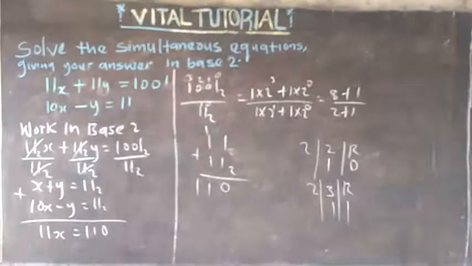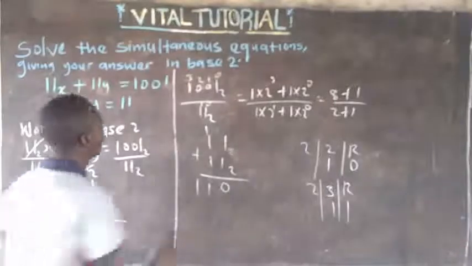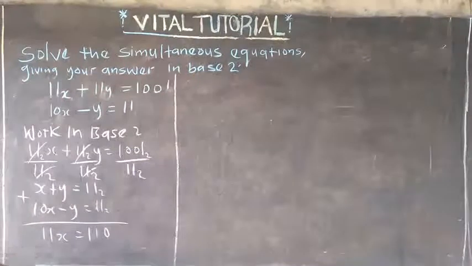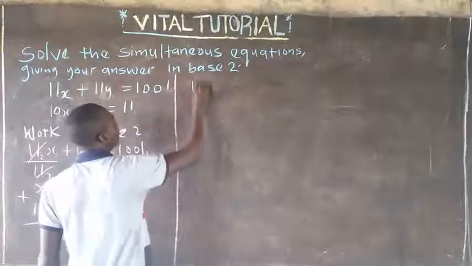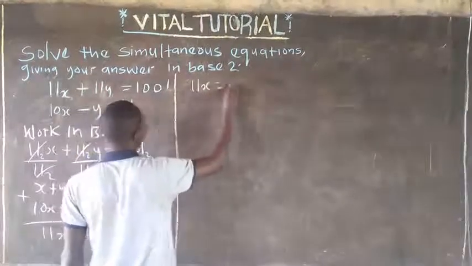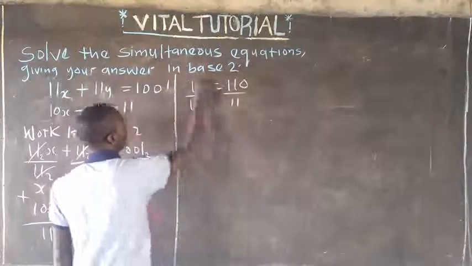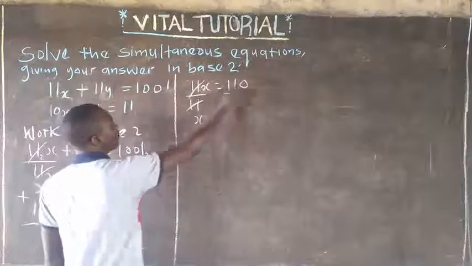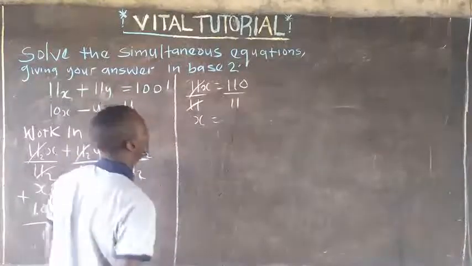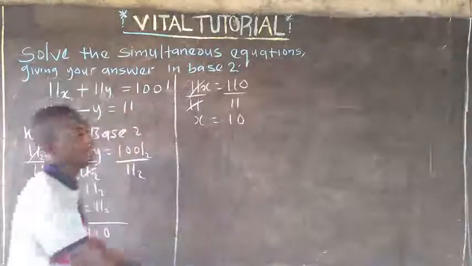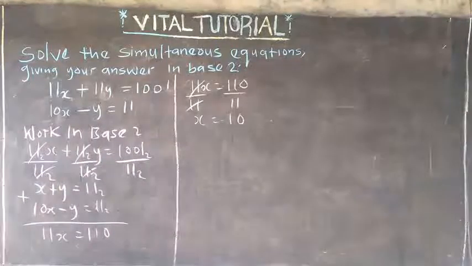I can divide both sides by 11. So I divide both sides by 11. 11s equals 110. Divide both sides by 11, so this will cancel that 11 here. 110 divided by 11 will give us 10. Yes. Now I think I can find the value of y.